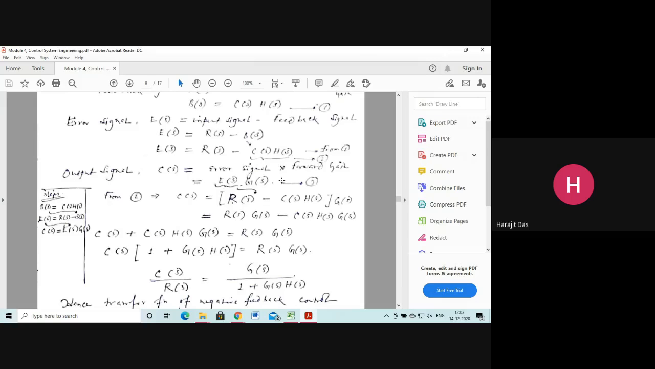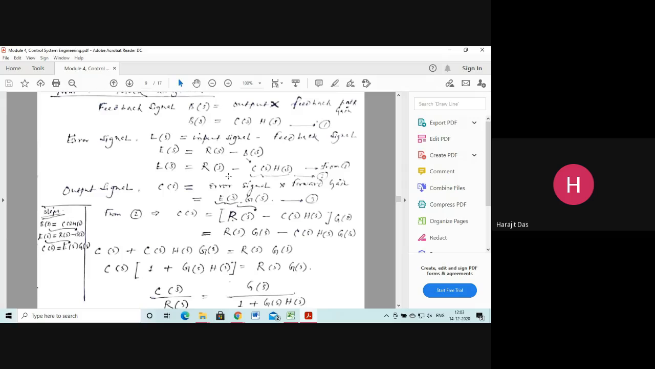Okay, in the second equation, what is Z of S? Yes, Z of S is Z of S. Here it is written the same. Okay, Z of S is the forward path gain. So you multiply this with this one, this with this one.